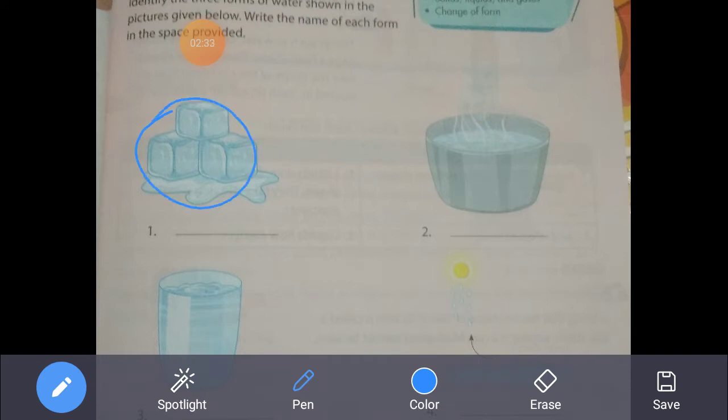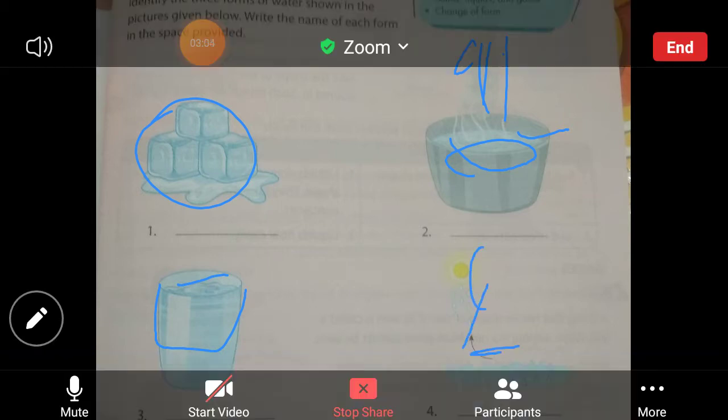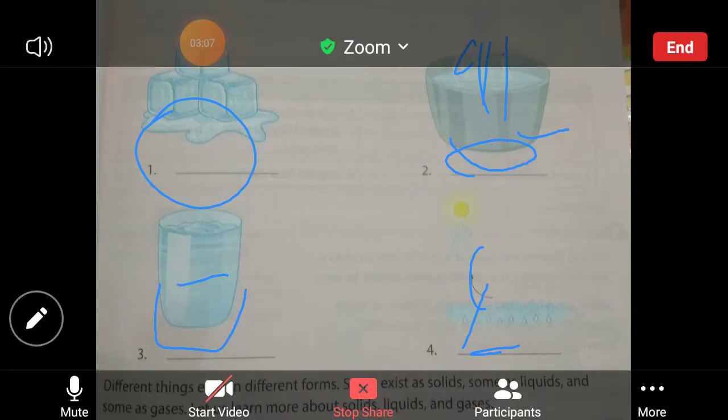First picture is of ice. So ice is the solid form that I have told you. In the second picture, in a bowl there is water, and from the water what is coming out? Water vapors. So there are 2 forms of water over here. One is liquid form and one is gaseous form. Next, number 3, in a glass there is water. Water is the liquid form. And the last one, there are the water vapors and there is water. Water vapors are coming out of the water. So there are 2 forms, liquid as well as the gaseous form.